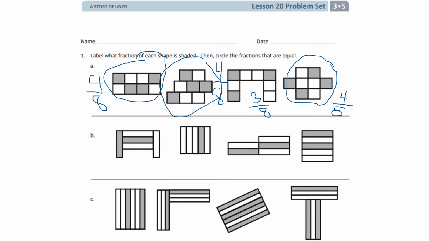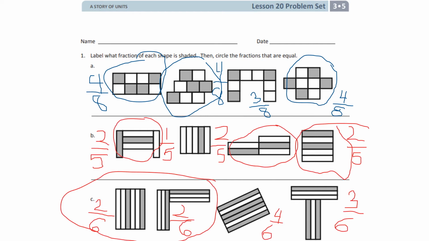All right, we're going to go over the answers now. If you need more time, just press pause. For B, the first one is 2/5, the second one is 1/5, and the other two that are circled are 2/5. For this last problem, for C, you see the first two, I just did one big circle because it was easier since they were together. They were both 2/6, while the others were 4/6 and 3/6.